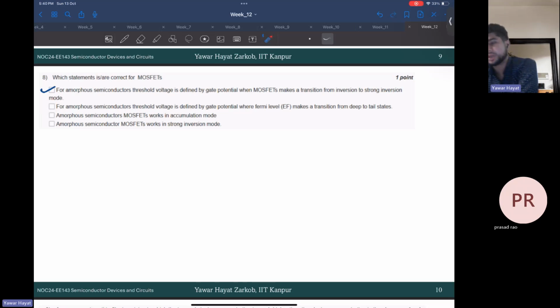What about the third one now? Is the third one correct or the fourth one correct? Do amorphous semiconductor MOSFETs work in accumulation mode or do they work in strong inversion mode? This would have been discussed in detail in the week lectures, right? They work in.